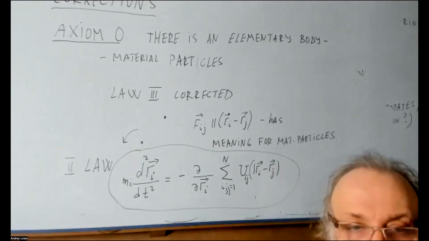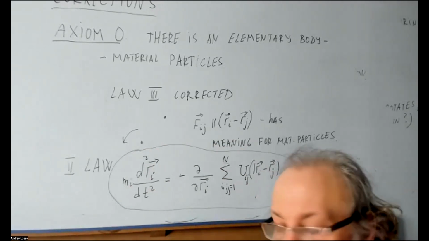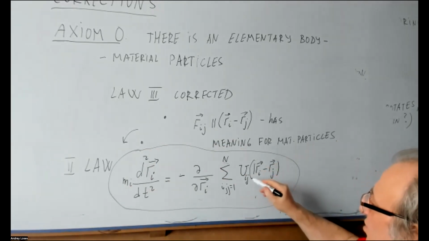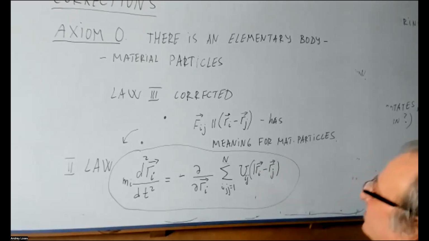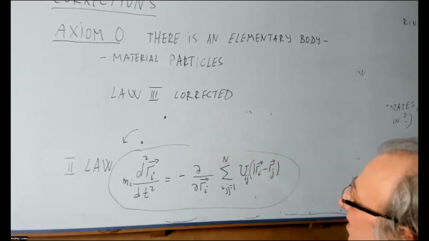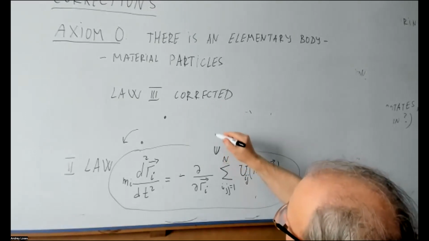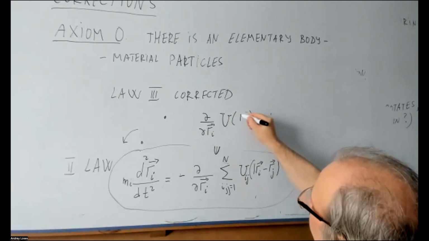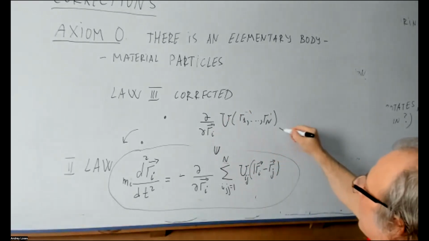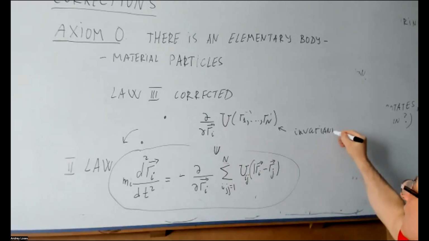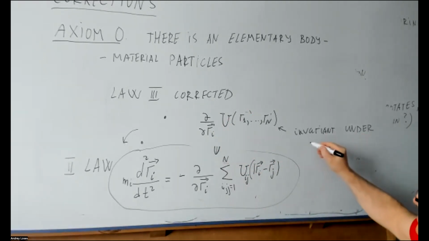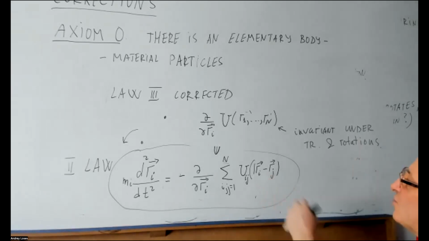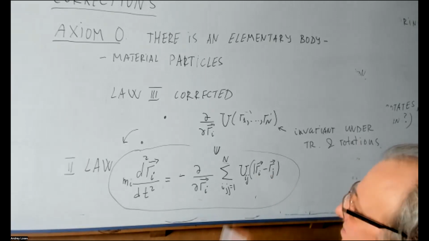Now, I can solve the problem with Mercury by saying that Newton was a bit wrong, assuming that U could depend only on two material points. Actually, this thing allows proper generalization. And here I write U that depends on R1, ..., Rn, that is invariant under translations and rotations. Not necessarily pairwise.